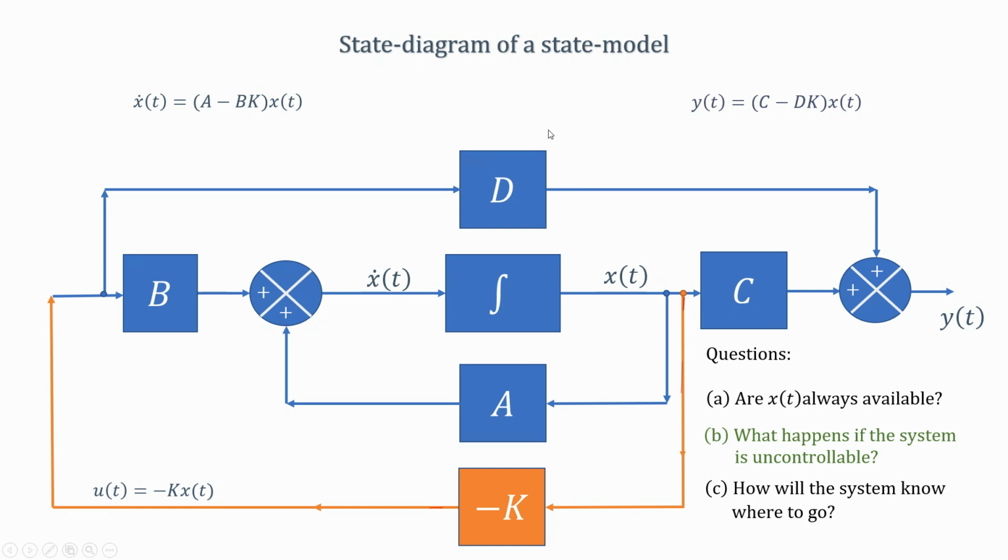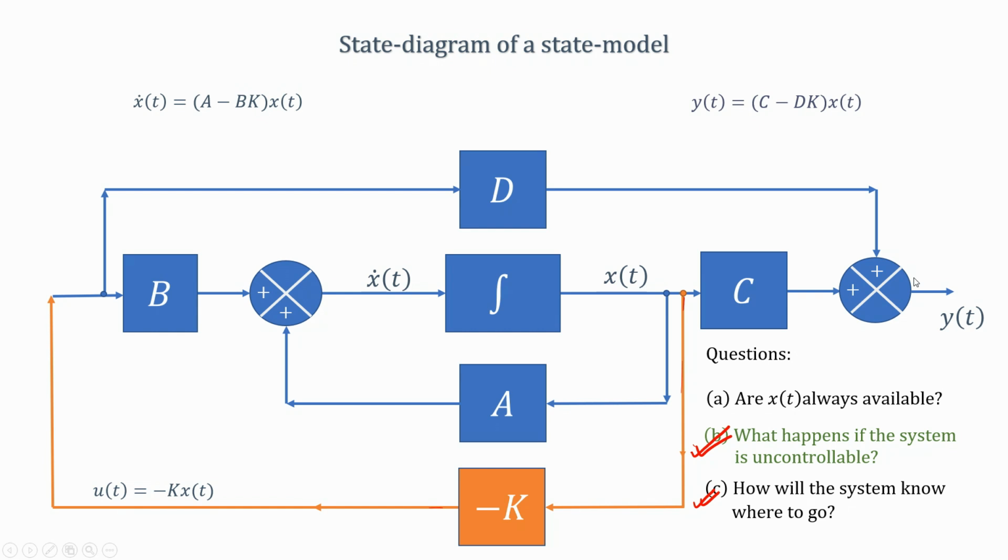Welcome back everyone. Till now we were looking into state feedback for MIMO systems. Now comes another question. I had already answered the question of what happens if the system is uncontrollable, and now we are asking this question: how will the system know where to go?